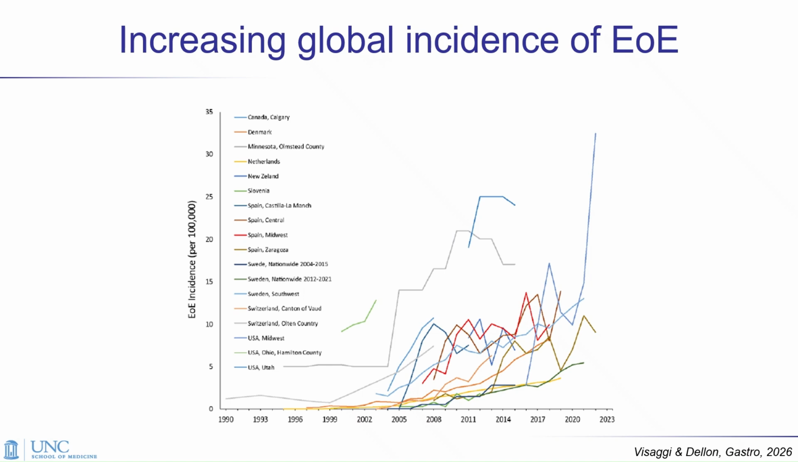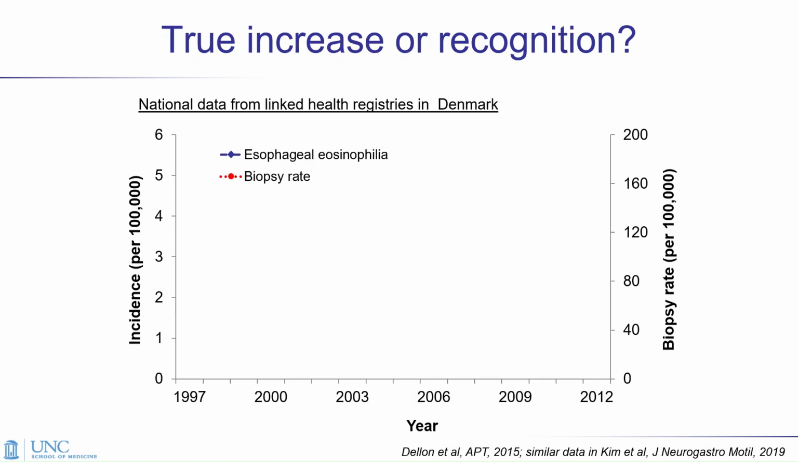And this is really interesting because it's not just that we're accumulating people at a stable rate, but the rate is really increasing. And that may get you wondering, why is that? And is this actually real? There are lots of lectures now about EoE, there are approved medications, there's more knowledge about EoE, so maybe people are just finding it more. And this is a study from Denmark that I was able to participate in.